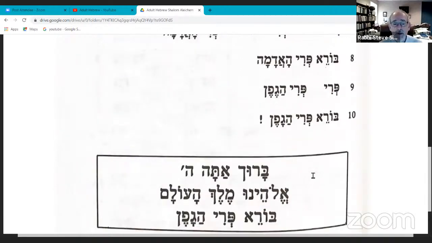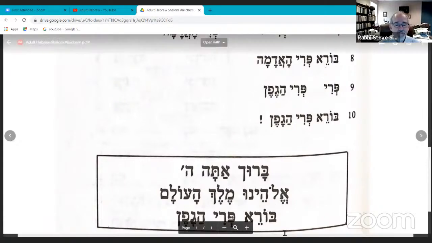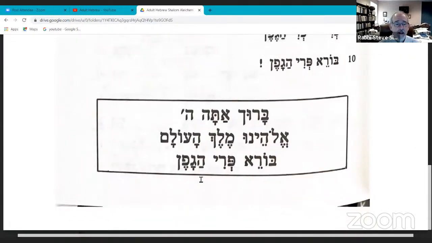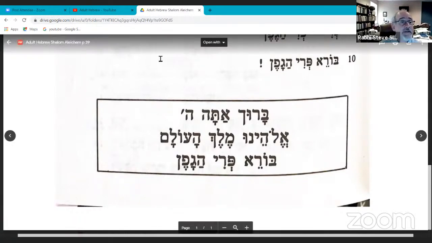Reviewing, this is the blessing we would say when we drink a glass of wine. Baruch atah Hashem Eloheinu melech ha'olam borei pri hagafen. We are finished with this page. You now know the pay and the fey beautifully. And now we're moving on to the next segment.